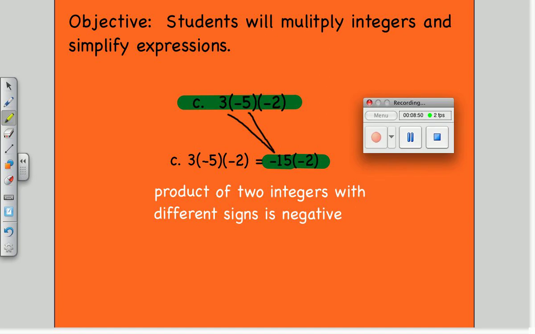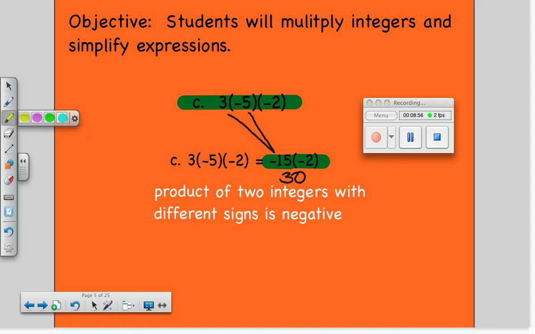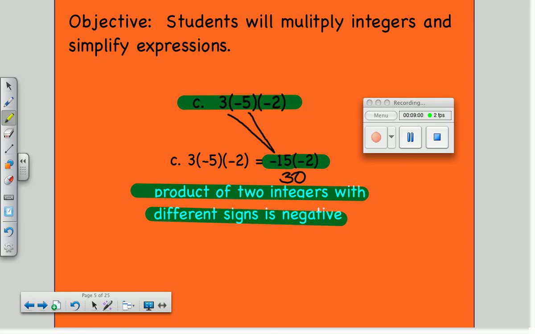So this is 30. Okay? And the product of two integers with different signs is negative. That's 3 times negative 5. Those are different signs. But now the negative 15 and the negative 2 have the same sign. So hate to hate is good. That's positive. That's 30. Okay?